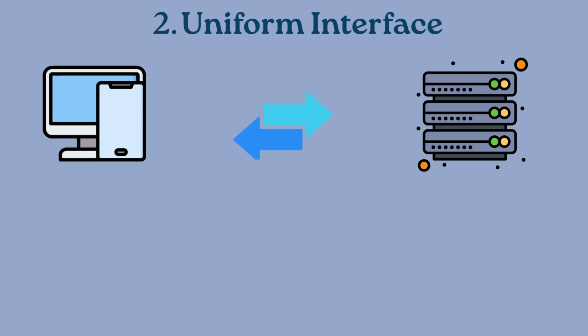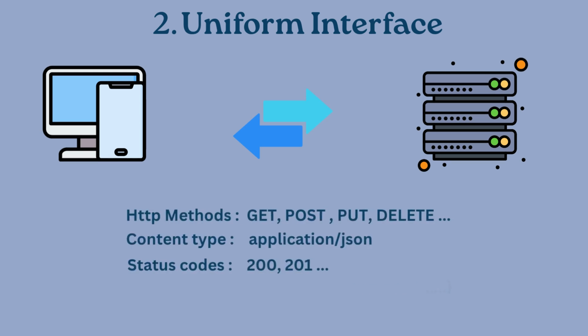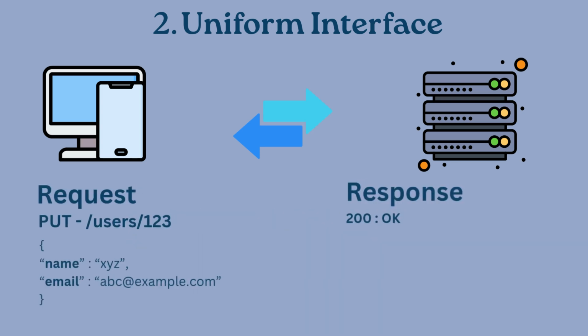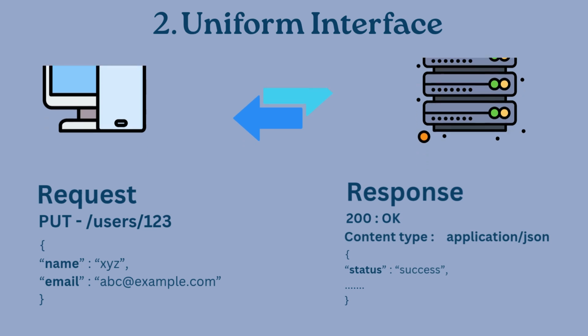Each request and response should contain all the information needed to understand and process it. This includes the HTTP methods, headers, status codes, content type, and the message body. For example, a response with 200 OK, content type as application/JSON, and a JSON body clearly tells the client what the response contains and how to interpret it.